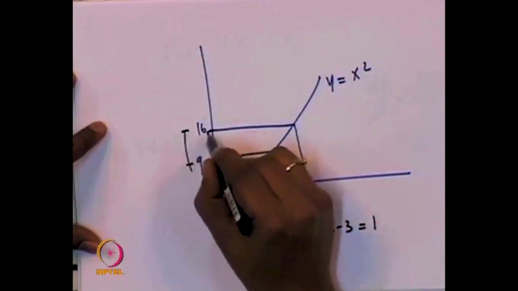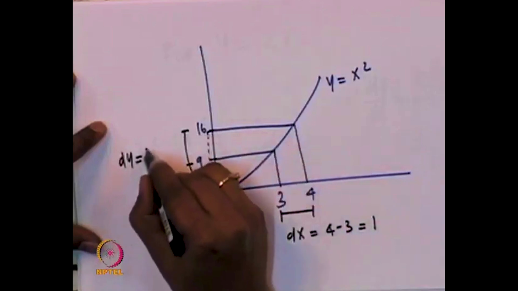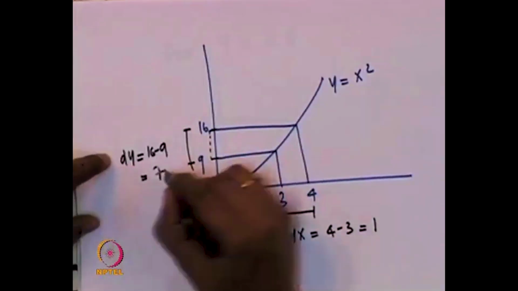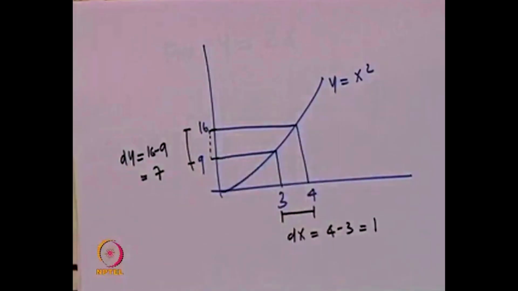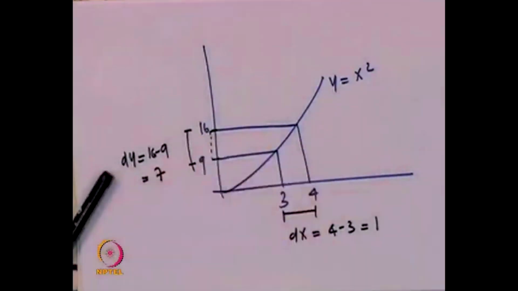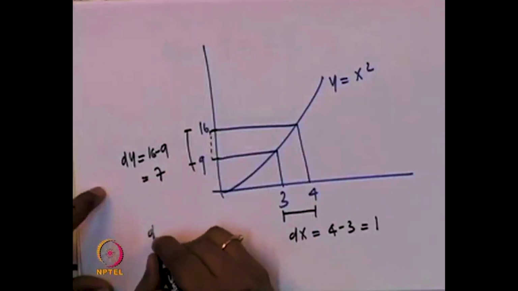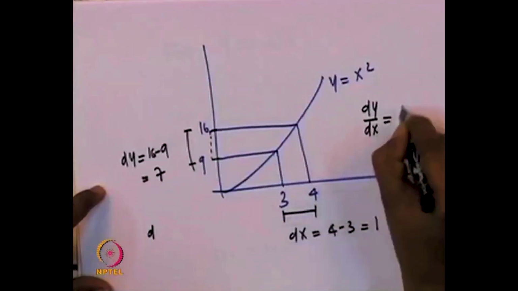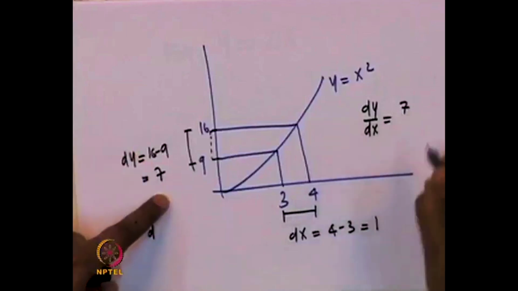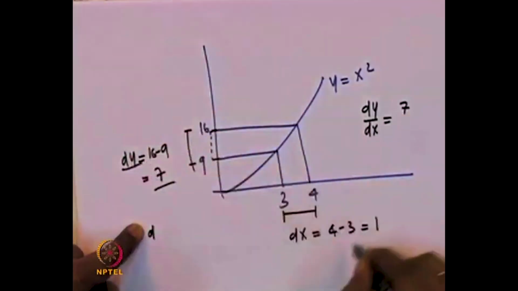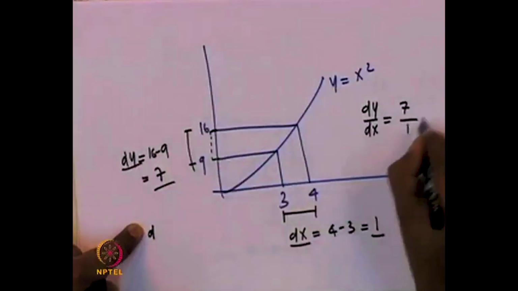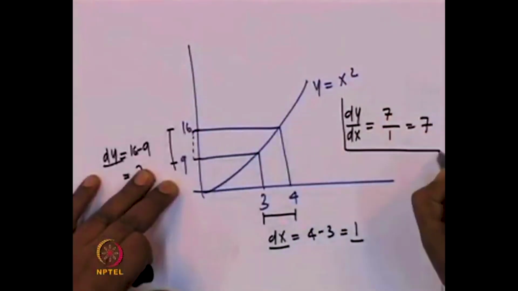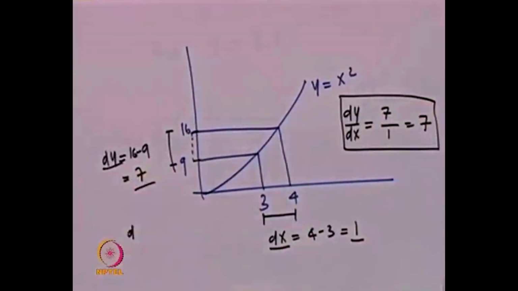So, this much is the dy. dy is 16 minus 9, which is 7. So, the value we got is 7. Let us calculate dy by dx here: dy is 7 and dx is 1. So, we found that dy by dx is 7 here when we calculated.